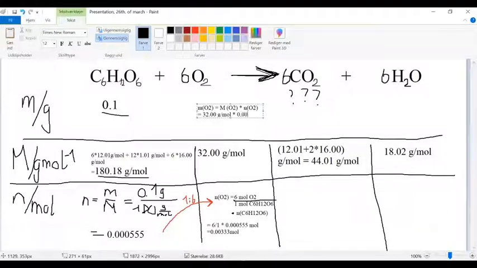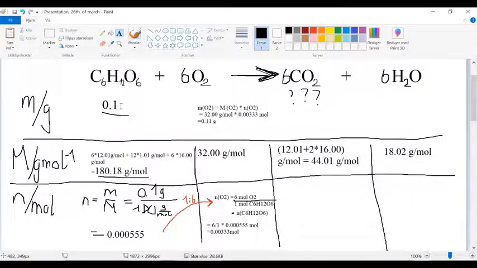Times 0.00333 moles. And that equals 0.1 grams of dioxygen. So to react 0.1 grams of glucose, there needs to be at least 0.11 grams of dioxygen in the reaction for the body to do respiration of 0.1 grams of glucose.